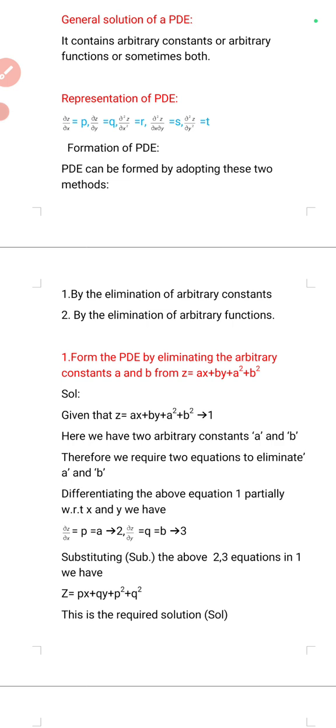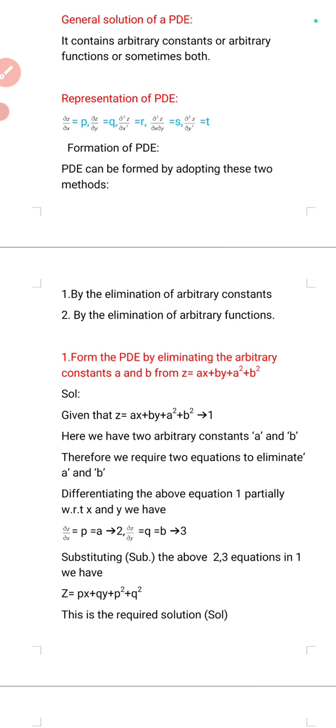So now consider z is equal to ax plus by plus a square plus b square. Here, what are the independent variables? As stated before, x and y are the independent variables and z is the dependent variable. Now, I differentiate the given equation 1 with respect to x. So, what do I get here?